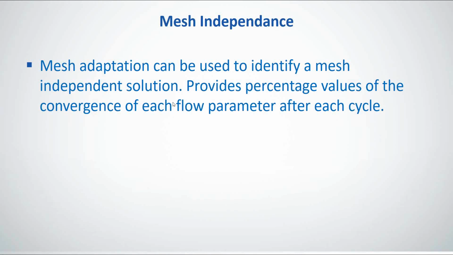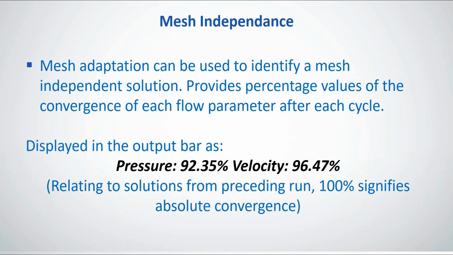But what we can do with mesh adaptation is it can help to identify a mesh independent solution, one in which the solution doesn't vary if you refine the mesh further. And this is obviously what we aim for in CFD. What's nice is when we're running mesh adaptation, it gives us an indication of this in the output bar. Where you see these percentages, that is a percentage compared to the values of the previous simulation.